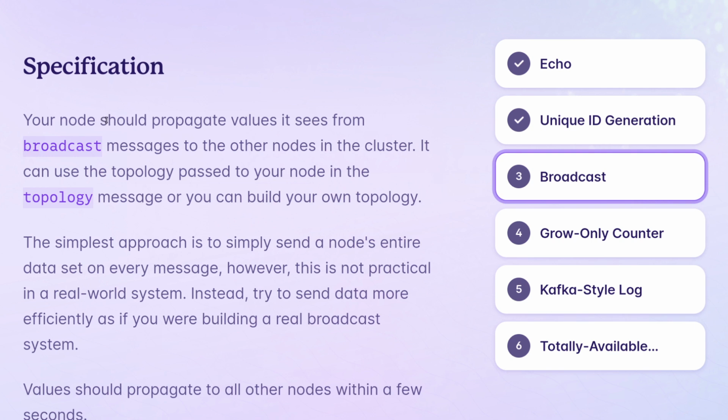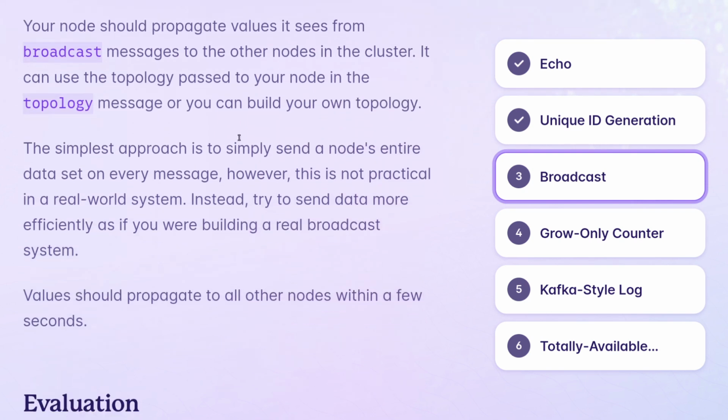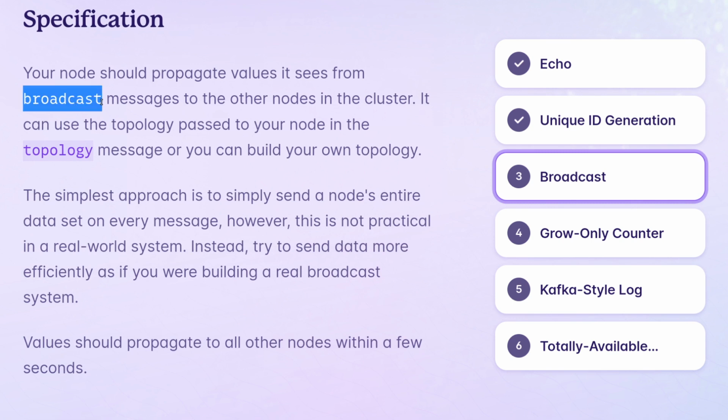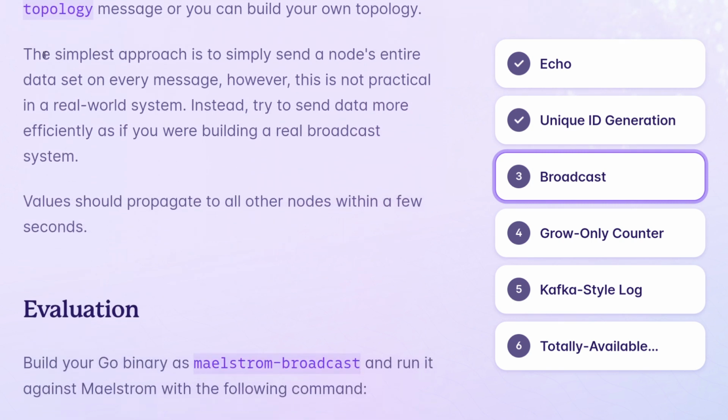In the challenge, your node should propagate values it sees from broadcast messages to the other nodes in the cluster. It can use the topology passed to your node in the topology message, or you can build your own topology. The goal is to make sure that a message passed through the broadcast RPC reaches all the nodes in the cluster. It doesn't matter what topology or sort of communication you use. The simplest approach is to simply send the node's entire data set on every message. However, that is not practical in a real world system.